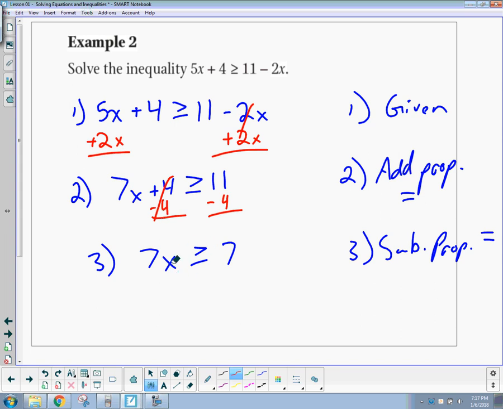Typically. Not all the time, but typically. So divide by 7 because we don't want it next to that x. So these things cancel. And we're not on the third, we're on the fourth. There we go. So x, it's a positive 7, so we do not flip that. Leave it the same. 7 divided by 7 is 1. And there's our final answer. And again, our last step is division.